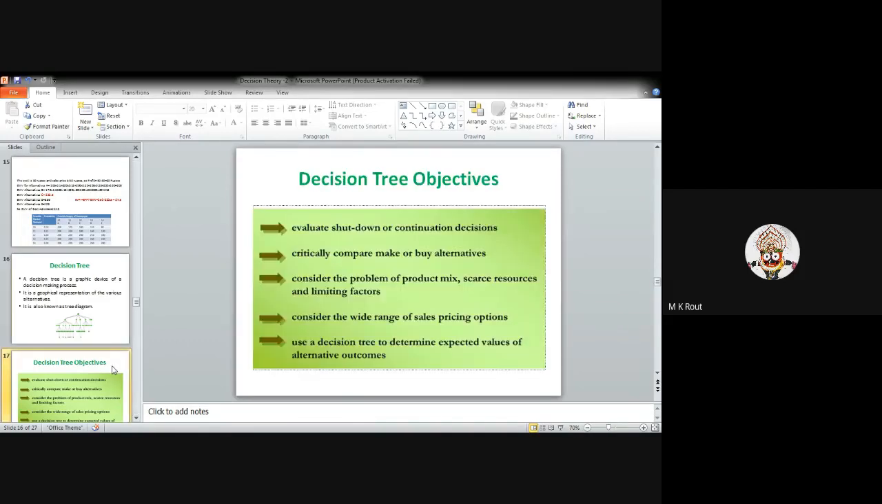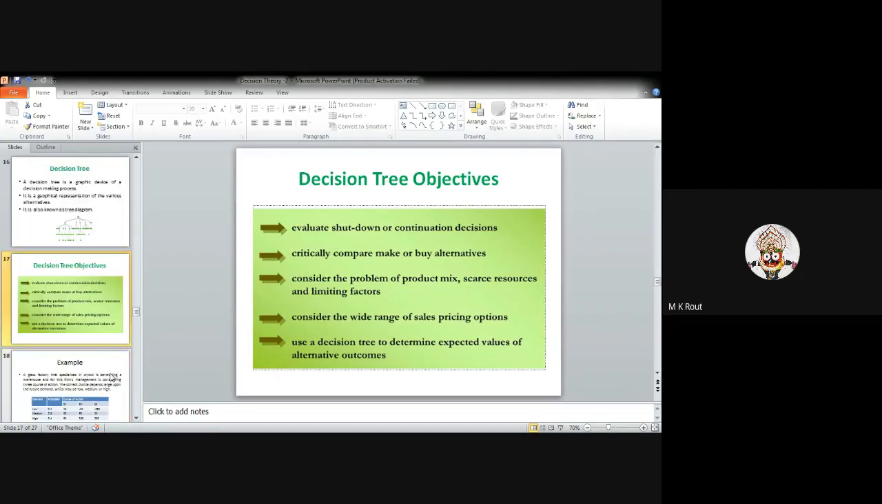Moving to next slide. The objectives of decision tree are to evaluate the shutdown or continuation of decision. It enables critical comparison of make or buy alternatives. The third point, consider the problem of product mix, scarce resources, and limiting factors in particular industries. Next, consider the wide range of sales pricing options. And the last one is the use of decision tree to determine the expected value of different alternative outcomes. So these are the basic objectives of your decision tree.